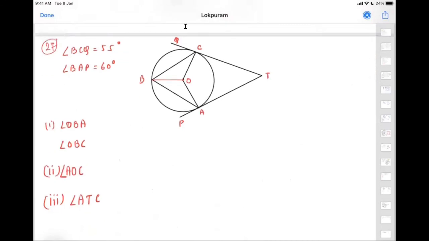In the given figure, TP and TQ are the two tangents to a circle with center O touching A and C. If BCQ, this angle is given as 55 degree and BAP, this angle is given as 60 degree. We have to find OBA, this angle, and OBC, this angle.